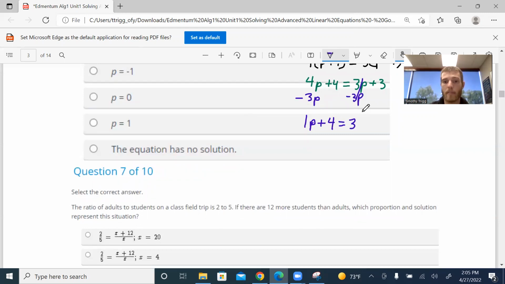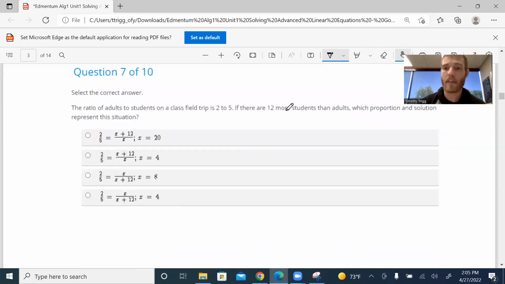I hope you're writing down everything I'm writing. By the way, 1p, the 1 is not necessary. Lastly, to get p by itself, we're going to subtract 4 on both sides of the equation, giving us that p equals -1. Okay. Just write down everything I write. I promise it'll help.